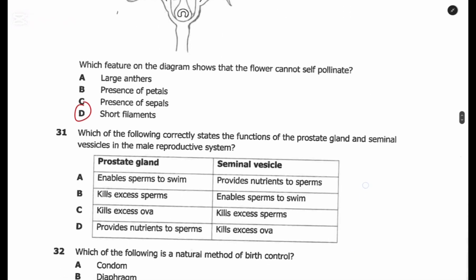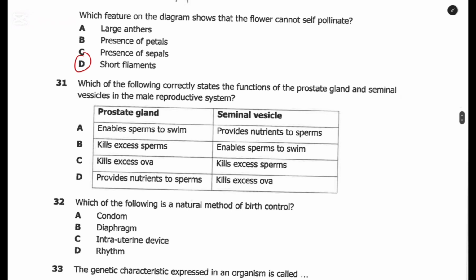That is on 30. Question 31. Which of the following correctly states the function of the prostate gland and the seminal vesicles in the reproductive system? The prostate gland enables sperm to swim, and the seminal vesicles provide energy or nutrients to the sperms. So the answer is A.